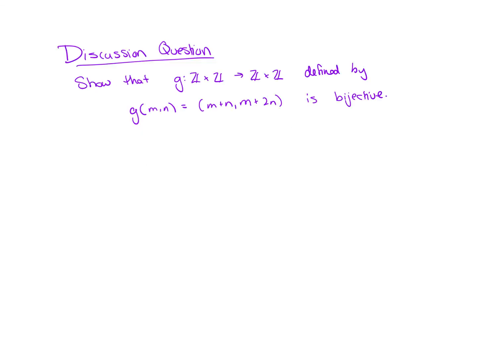So here's a question for you to think about a little bit. You want to show that g, the function g, going from Z cross Z to Z cross Z, defined by g of m and n is equal to m plus 2n, is bijective. So think about that a little bit. Think about how you would show that. You're welcome to read about it in the book, and we'll discuss that together in class.